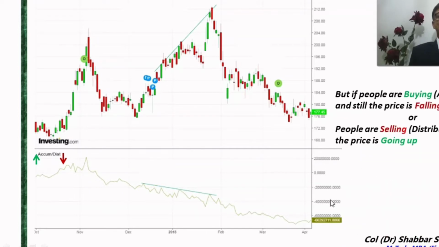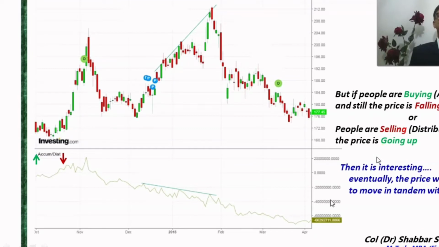But imagine a situation when people are buying, that means people are accumulating, but still the price is going down or the price is falling. Or people are selling, that means distribution is happening. People are distributing or selling in large numbers, but still the price is going up. If such a thing happens, then that is something unusual.